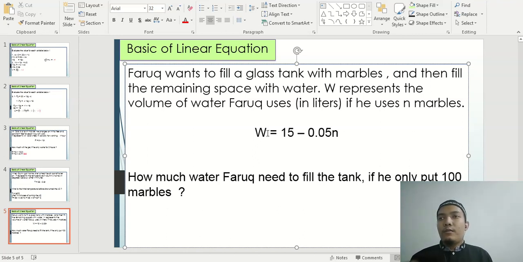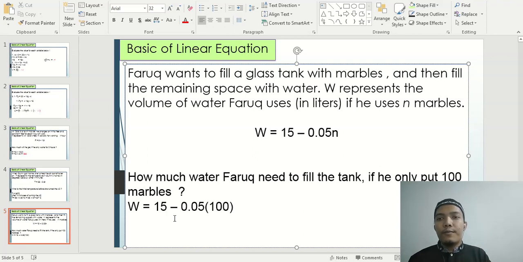So W equals 15 minus 0.05n, and n here represents, anyone knows? The number of marbles. How many marbles did he use to fill the glass tank? As the question asks how much water it needs if he only puts in 100 marbles, we have to substitute the n here with 100. Let me copy the equation. The n here I'm going to change into 100.